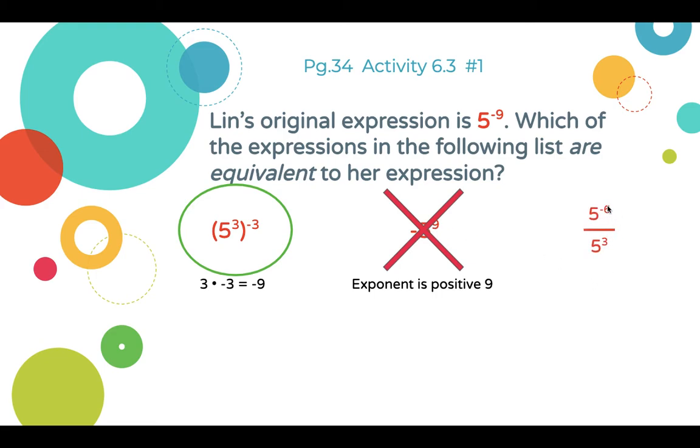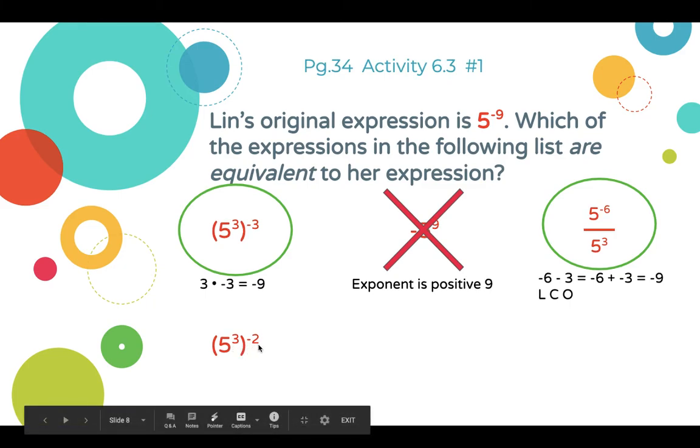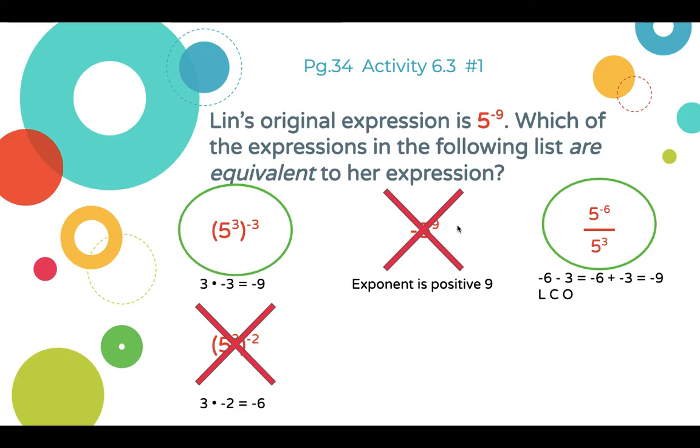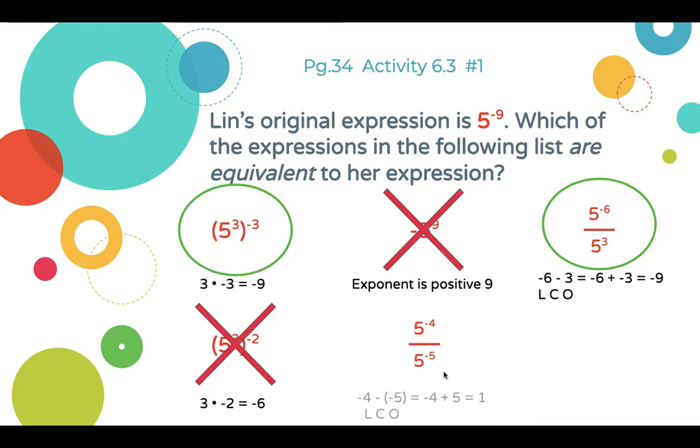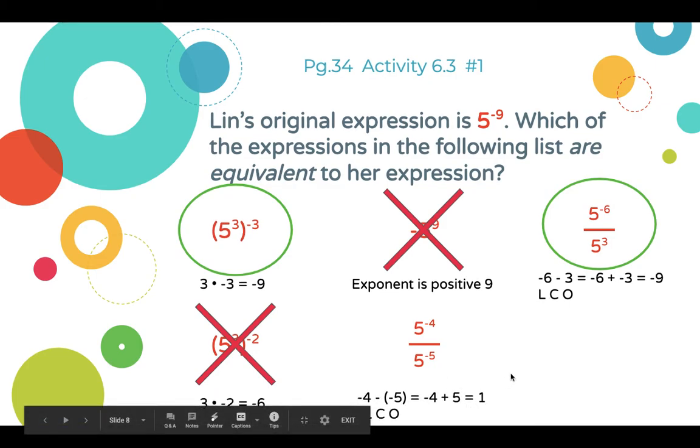When we're dividing, we subtract our exponents. Negative 6 minus 3 is negative 9. Negative 9. So this one would work. Okay, looking at our exponents. We're going power to a power, so we're going to multiply. 3 times negative 2 is negative 6. So nope. Negative 6 does not equal negative 9 for our exponents. Look at this one. We're dividing, so we have to subtract our exponents. Negative 4 minus a negative 5, so we can say keep, change, flip. So that becomes plus. So negative 4 plus 5 would be positive 1. That one would not work.